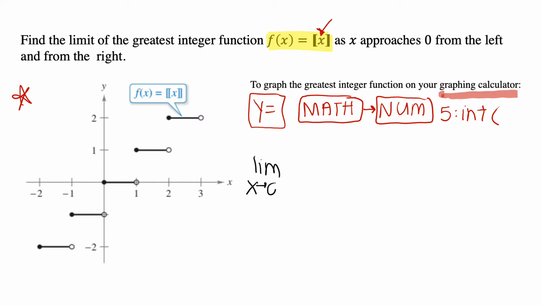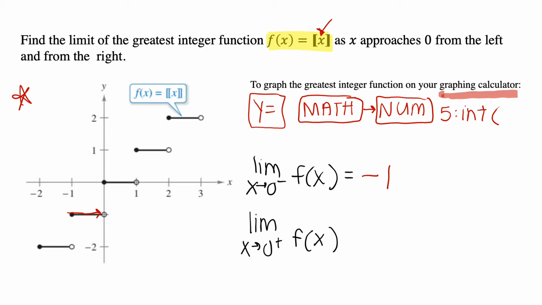Now from here, we want to find our limit as x approaches 0 from the left of this function, and also our limit as x approaches 0 from the right of this function. Using the graph, as we look at the limit as x approaches 0 from the left, the x values are less than 0, and our function is approaching negative 1. If we look at the limit as x approaches 0 from the right, that means from the x values that are greater than 0, our function is approaching 0.